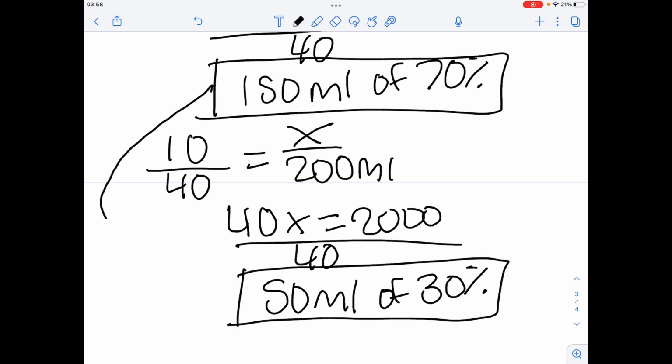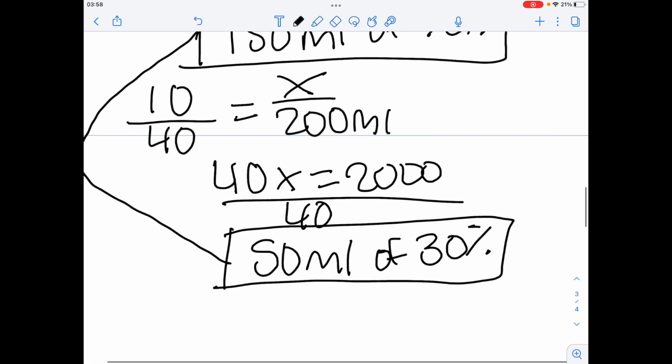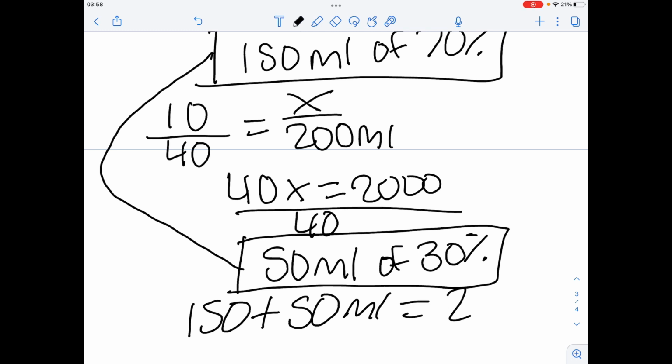Now if we add these two values together, we should get that total of 200 milliliters, because we're supposed to be mixing these amounts to get that total volume. So 150 plus 50 milliliters equals 200 milliliters. So this checks off.